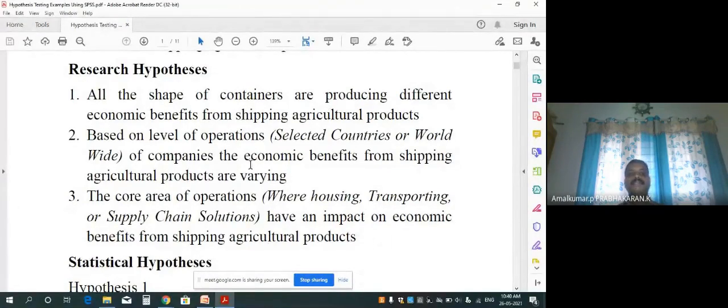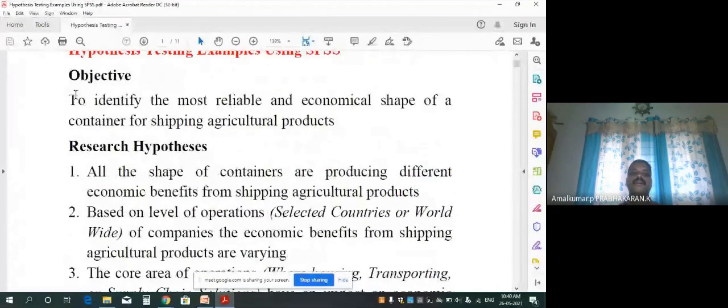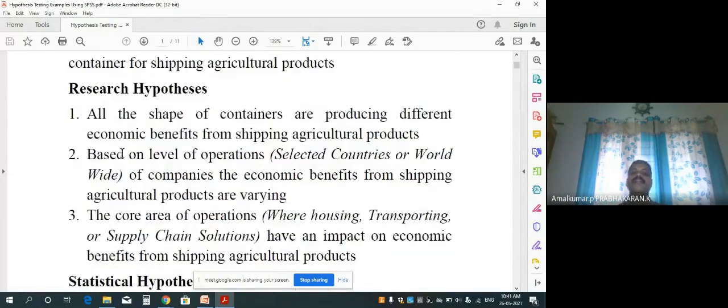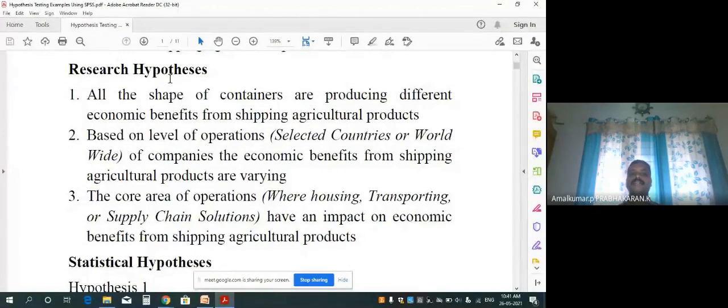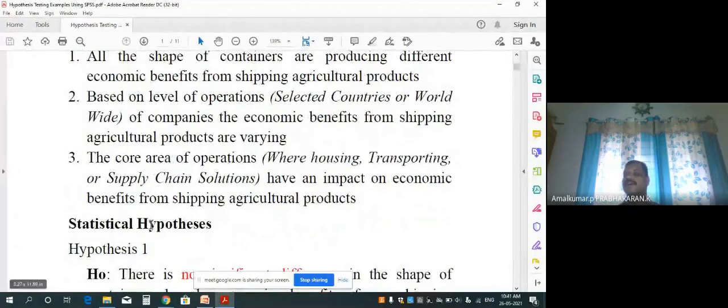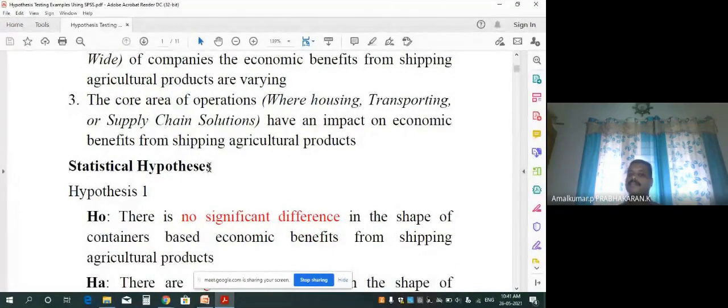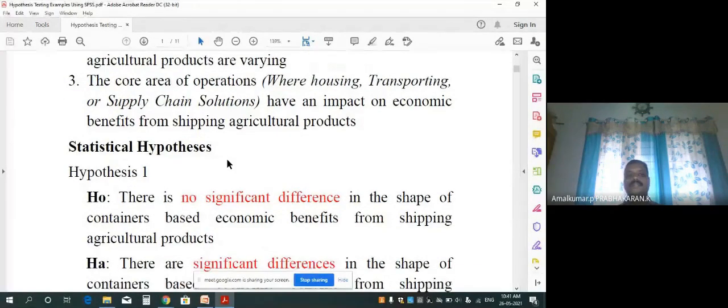These are the research hypotheses developed for solving these particular objectives. The research hypotheses are the beliefs of the researcher. The researcher believes that these will be true after conducting the study. So based on that, he developed three different research hypotheses. The researcher then converted the research hypotheses into a statistical form, which is called a statistical hypothesis. These are the statistical hypotheses developed by the researcher.